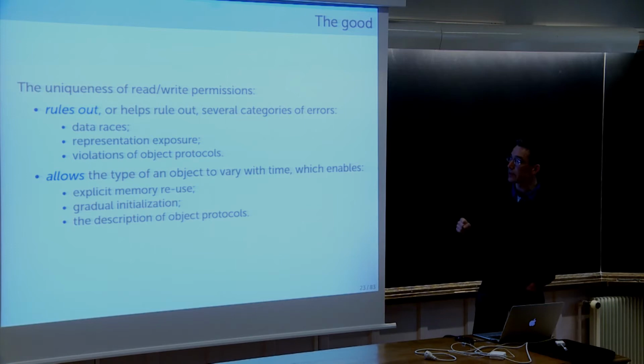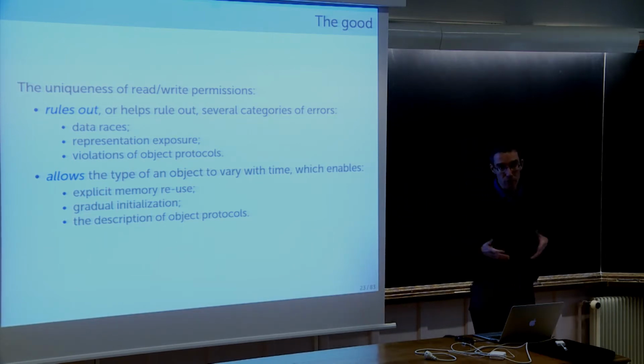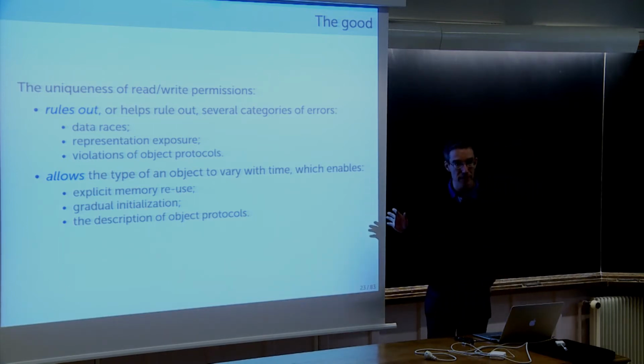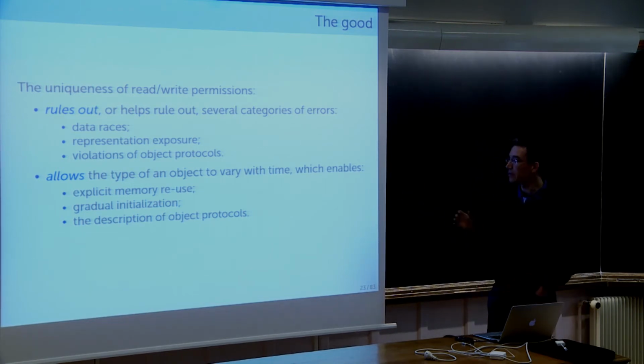And here, data races will be ruled out for a very simple reason, which is that whenever you want to write, you need to prove that you are the unique owner. And this means no one else can either read or write. So it's almost trivial that you cannot have any data races when you have such a type discipline. What's non-trivial is why the type discipline is not too restrictive. But this side is relatively trivial.